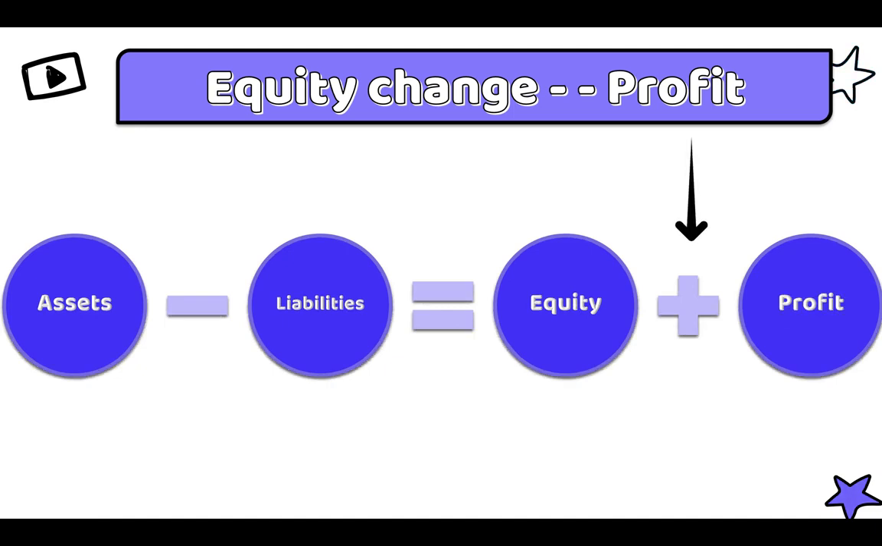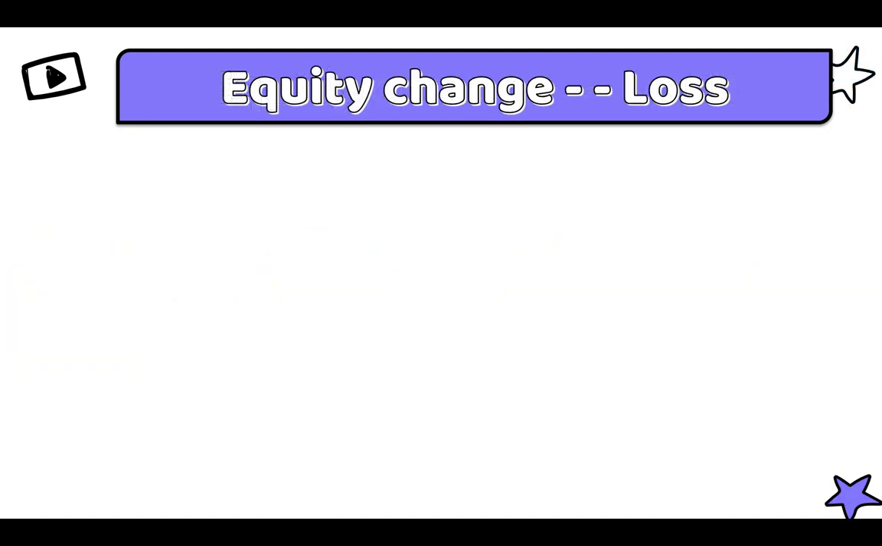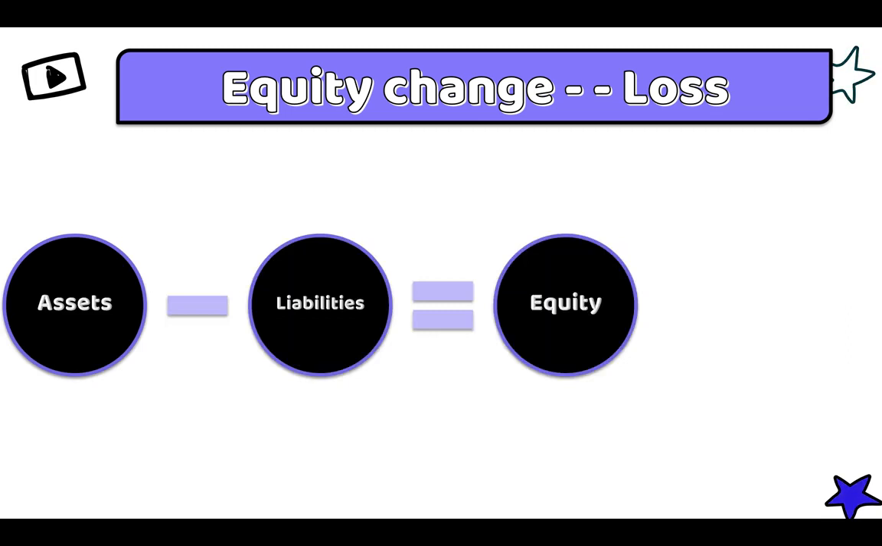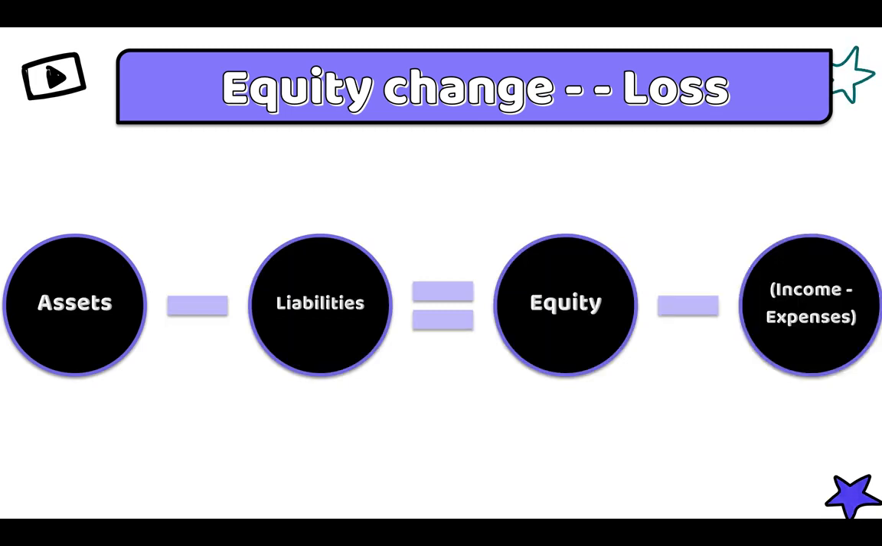The plus sign between equity and profit tells us that the equity is incremented by the profits we made. And in case we suffer a loss, then it will be assets minus liabilities equals equity minus, in the brackets, income minus expense, which we translate here as assets minus liabilities equals equity minus loss. The minus sign here tells us that equity is decremented by the losses we suffered. This equation is referred to as the famous double entry equation.